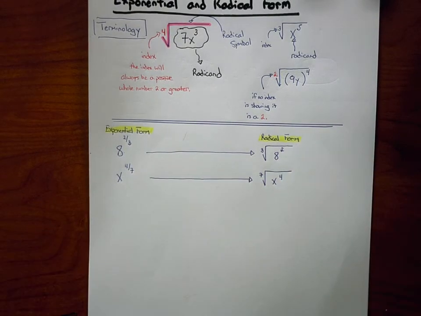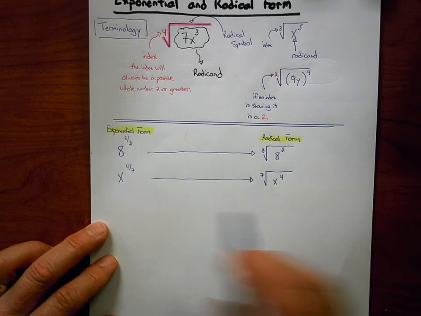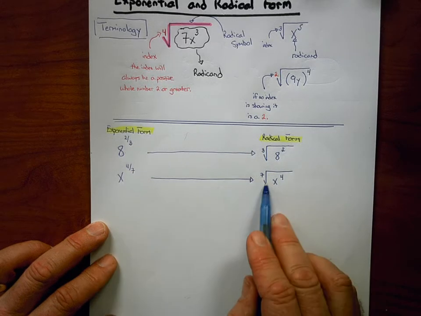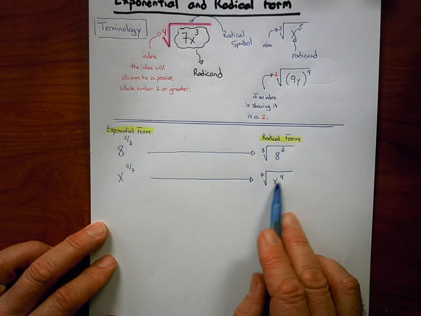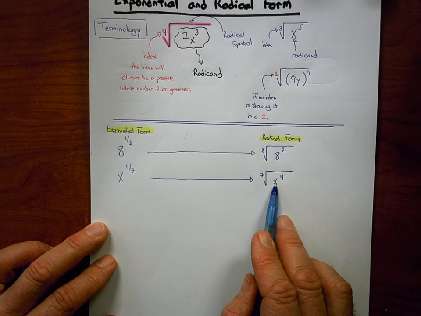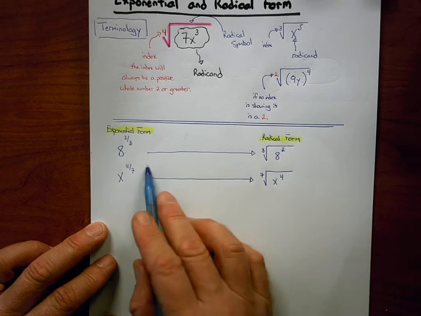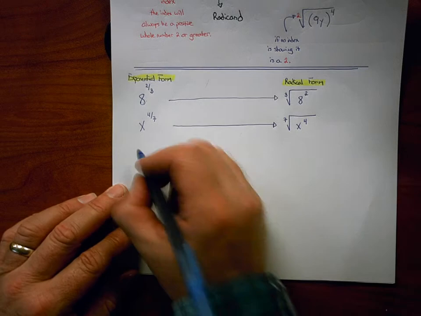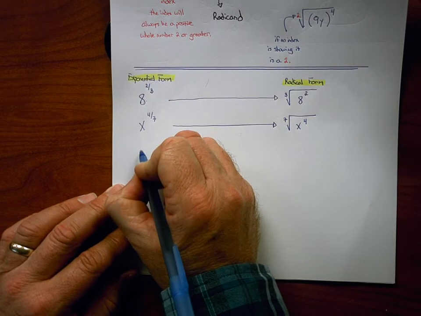Whether you understand it or not yet, that's not the point, but what we're saying is that x to the 4/7 power and the radical with an index of 7 of x to the 4th, those two values, believe it or not, are the exact same thing. And one of these days, not today, I'll get out a calculator and show you why. Let's do another one.